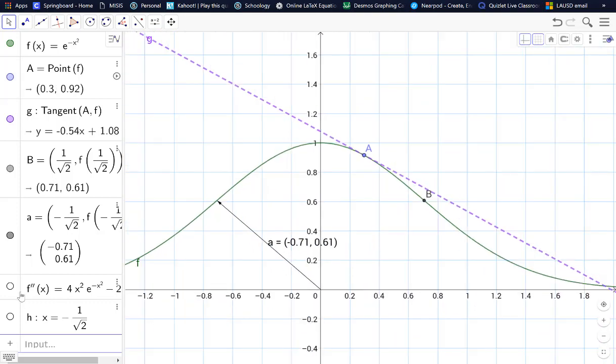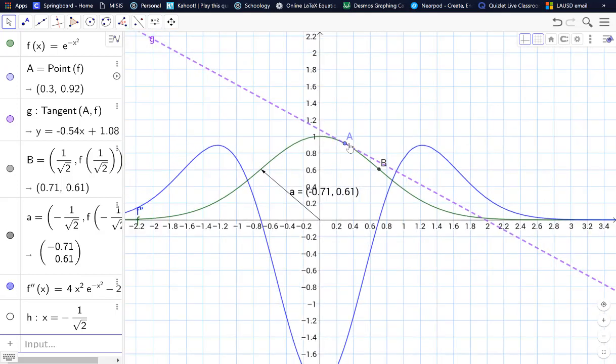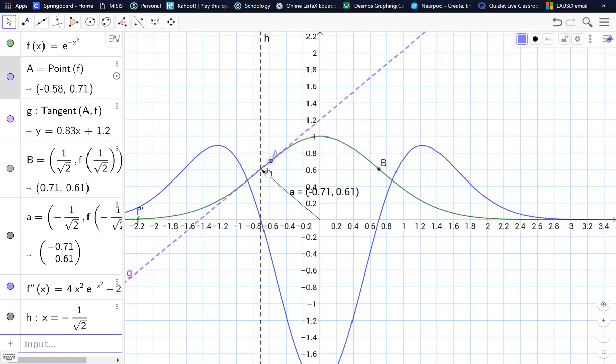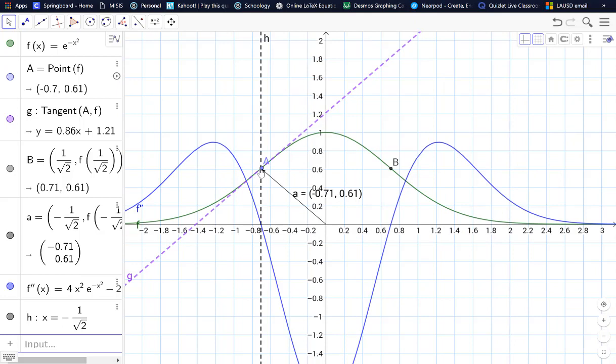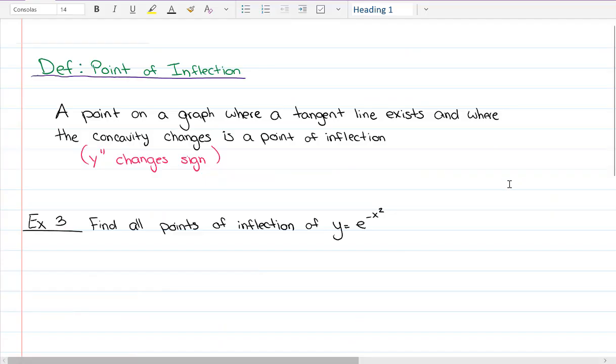Another thing we can look at is the second derivative. So this is a graph of the second derivative, and you can see that if I get this vertical line right here, at this point, this is where the second derivative goes from being positive to negative. So this is where our inflection point is going to be. So this is what it means graphically for there to be an inflection point. Now let's look at it algebraically and actually determine the point of inflection.